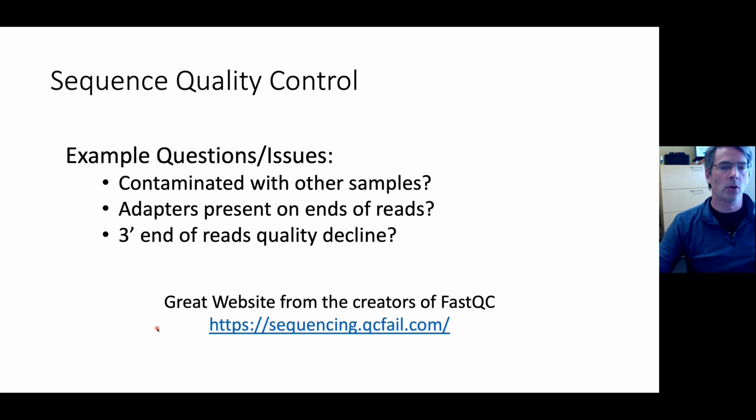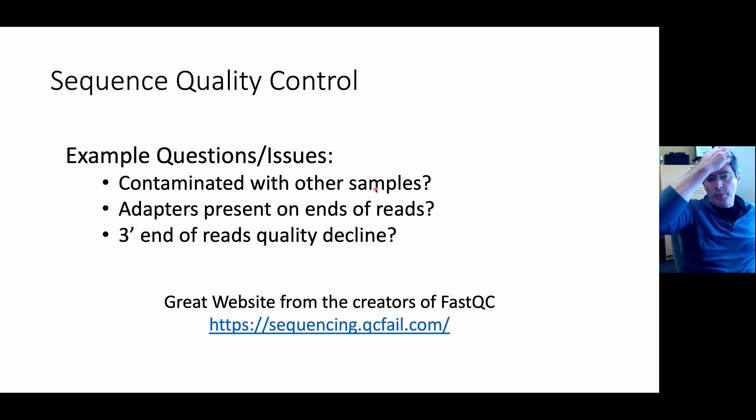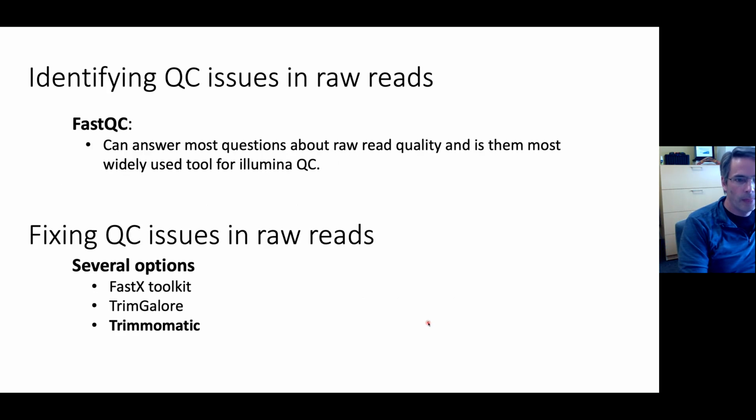So sequence quality control. What are the questions? You want to know if you got contamination in your sample, if there are adapters. Remember I talked about the indexing and primers and stuff. Are those in the reads? Because if they are, you're going to have trouble mapping. And then, especially for Illumina, is there a decline in the read quality at the 3' end? The creators of FastQC, which is the software that most people use to evaluate the quality of their reads, have a great website talking about next-gen sequencing quality control.